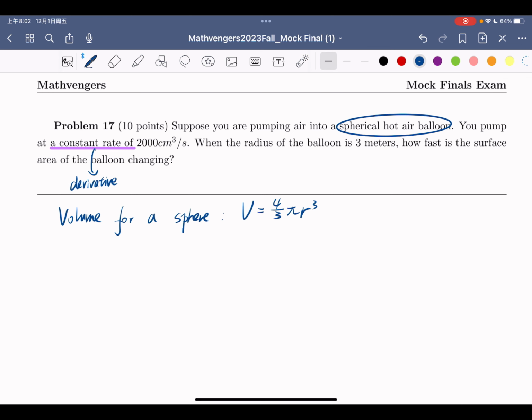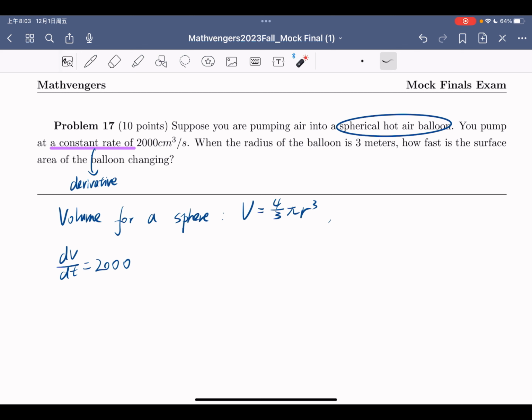This tells us we have dV over dt. dV over dt is actually the constant rate of change of volume over time taken. Okay. Why we can deduce this is capital V and this is T is based on the unit, because this unit is centimeter cubed per second. So this is V and the second is T. This tells us dV over dt is 2000.